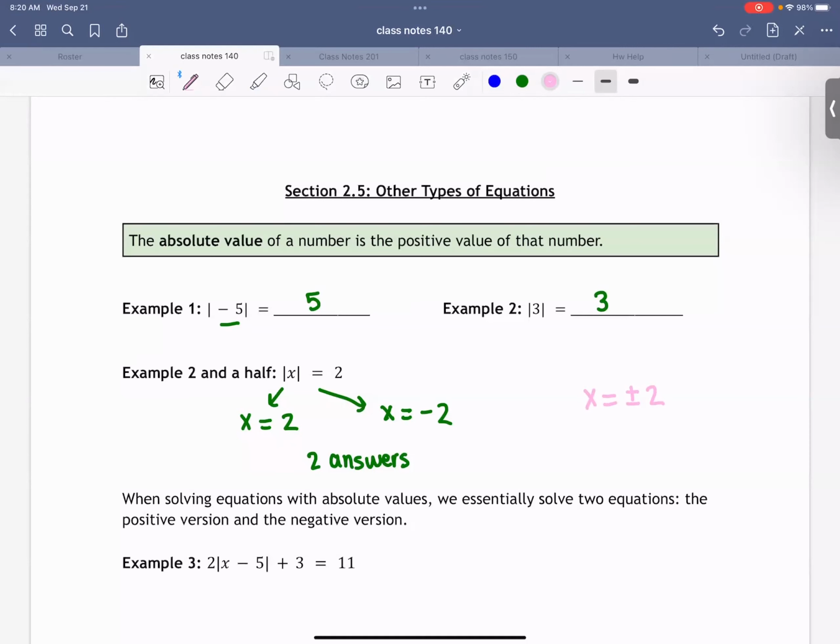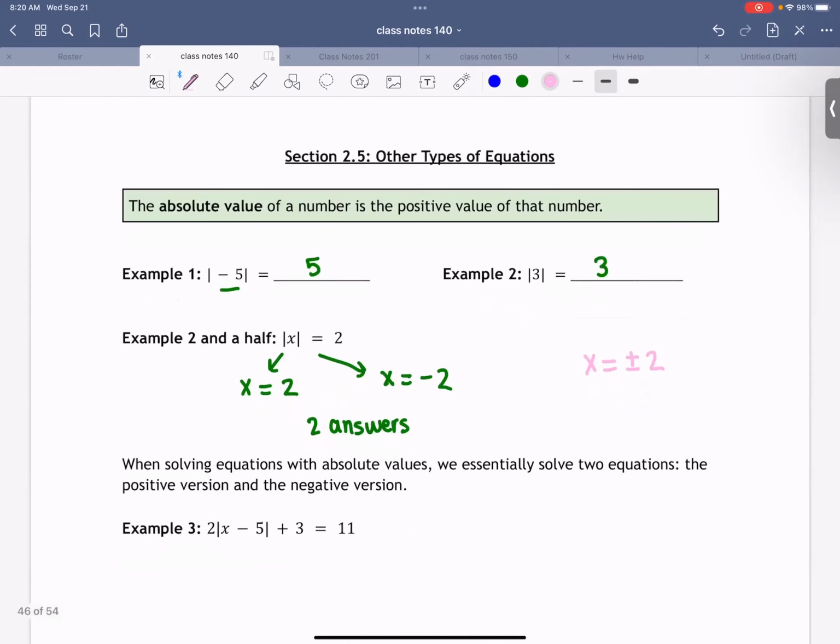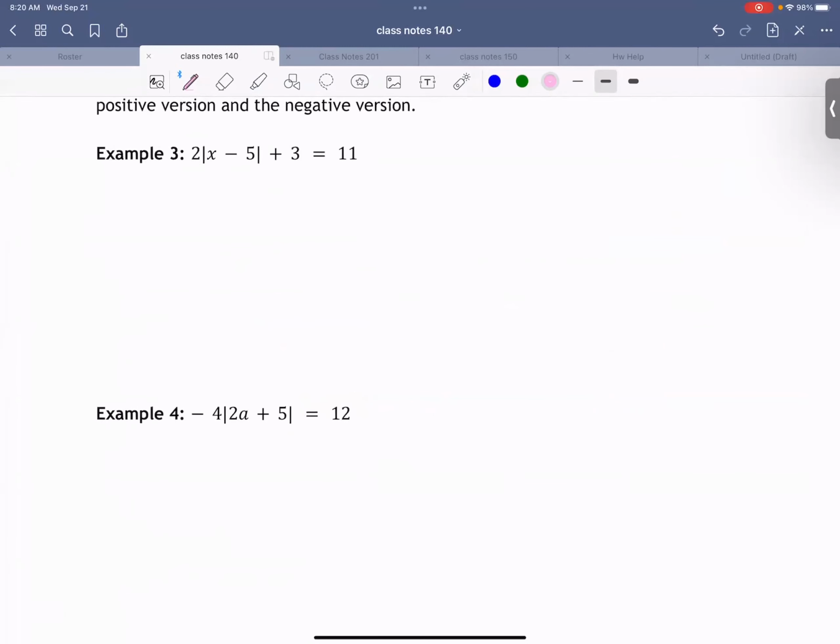So let me just show you how to go about solving an absolute value question in an example. I think that kind of clears it up a little bit better. We have this example, 2 times the absolute value of x minus 5 plus 3 equals 11. Okay, let me show you how I would go about doing this.